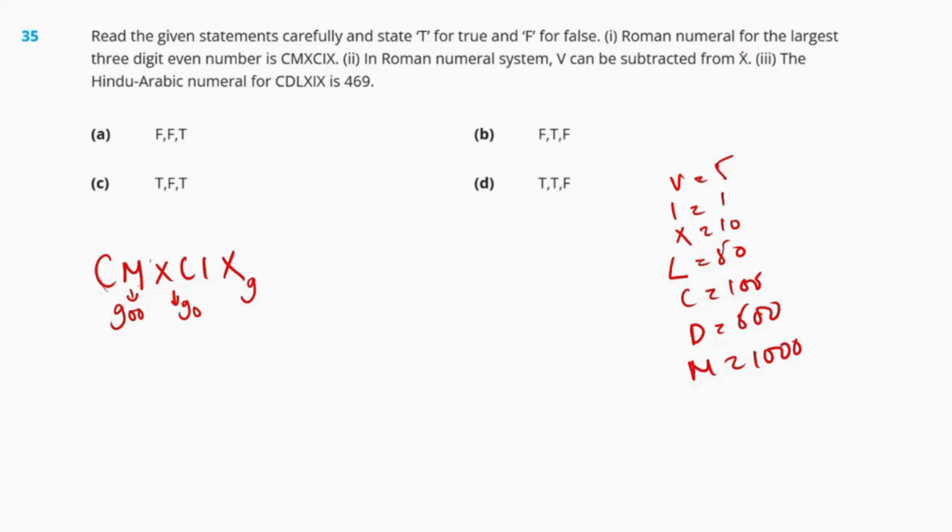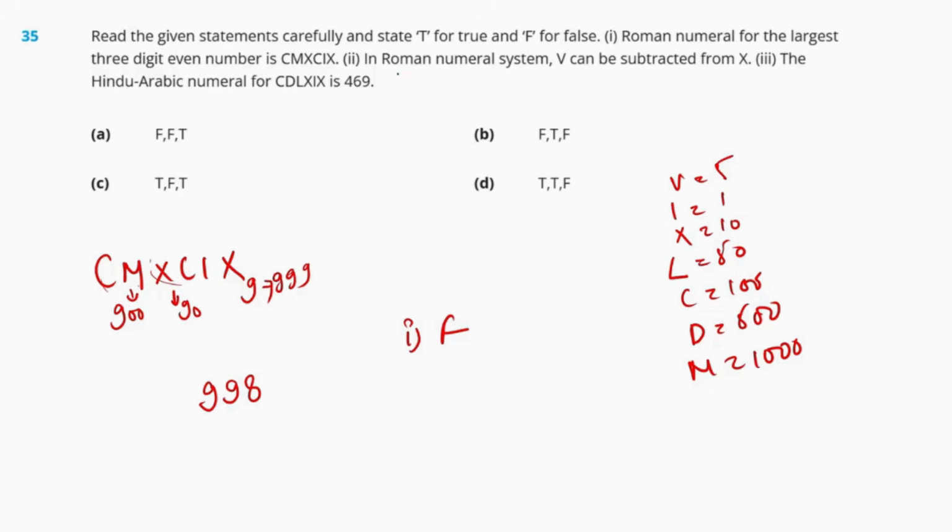So the question is, Roman numeral for the largest 3-digit even number. Now 3-digit even number, what will it be? Largest 3-digit even number will be 998, right? And this Roman numeral is for 999. So this is not true. So the first statement is false.